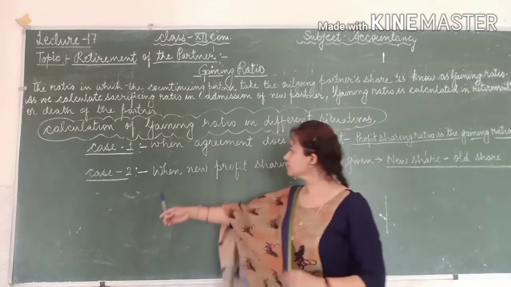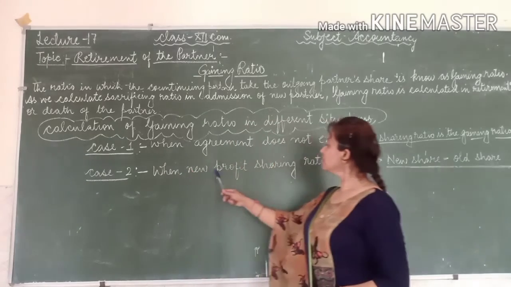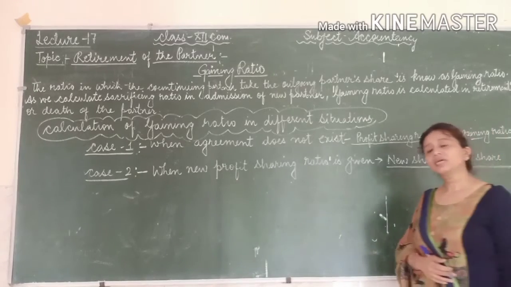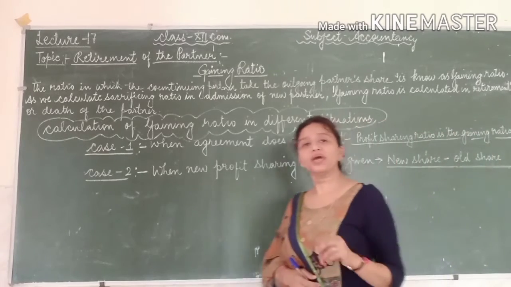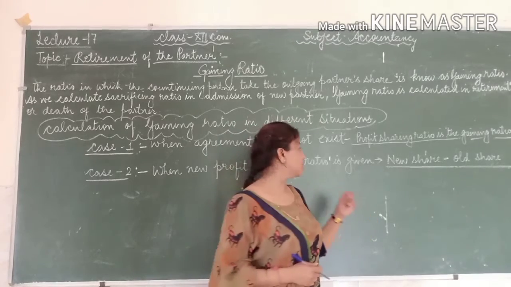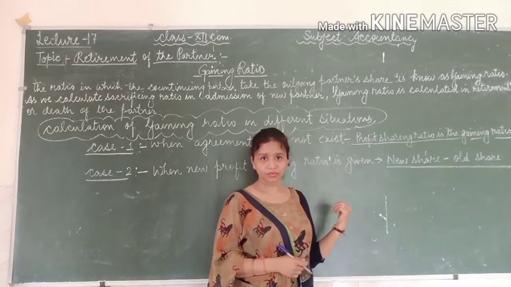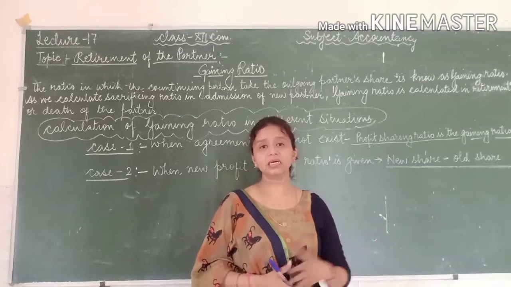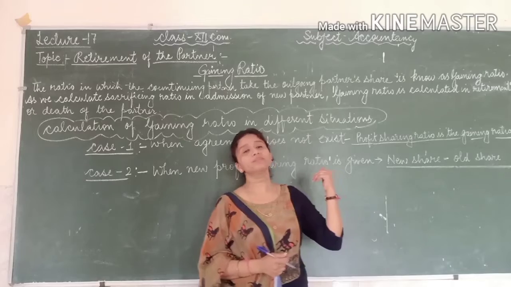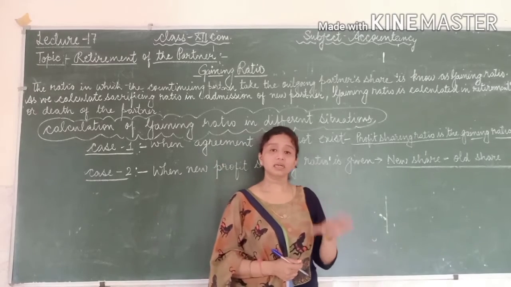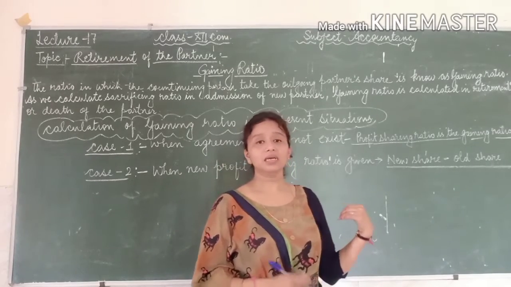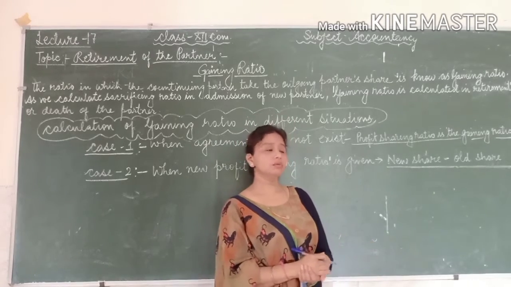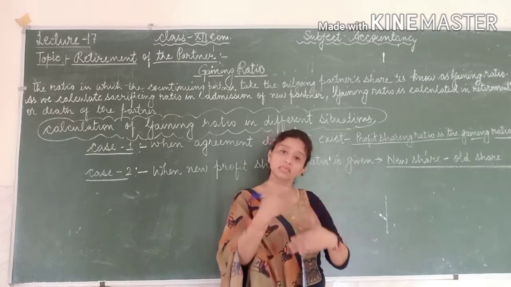The second case is when the new profit sharing ratio is given. This case tells us about when the ratio is given to you. If A, B and C are partners and C is retiring, and the new ratio is given to you, then you have to share the profit and loss in this ratio.